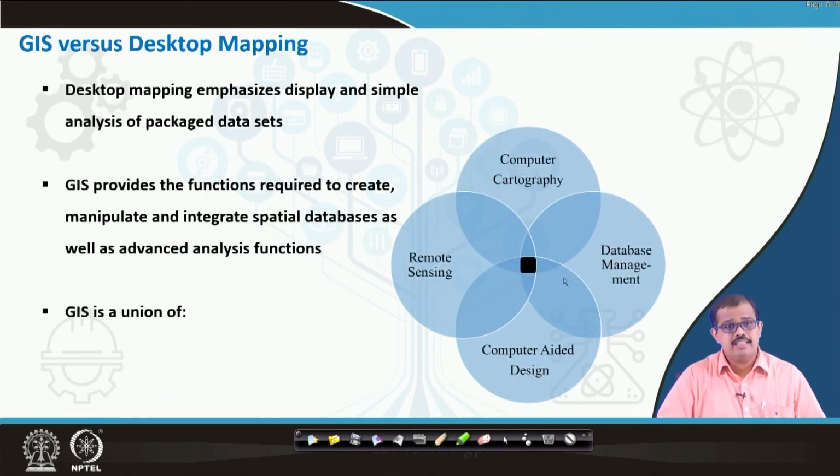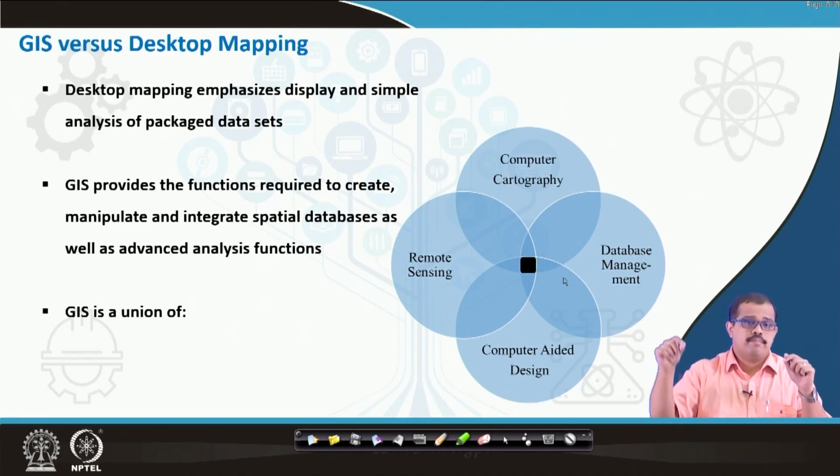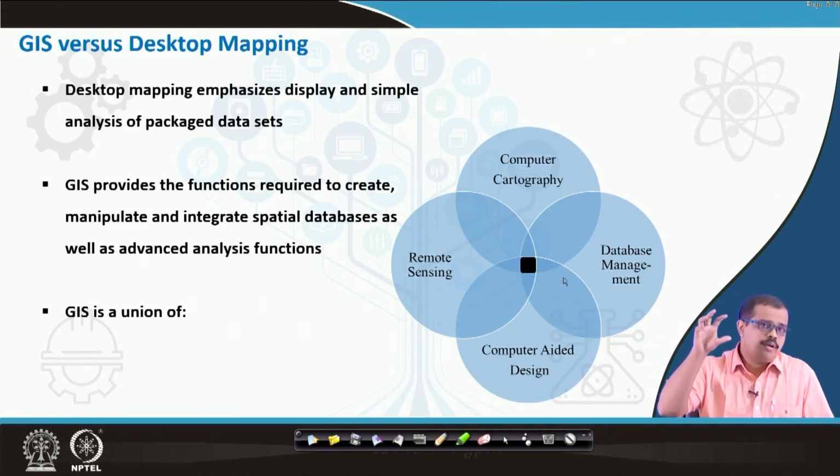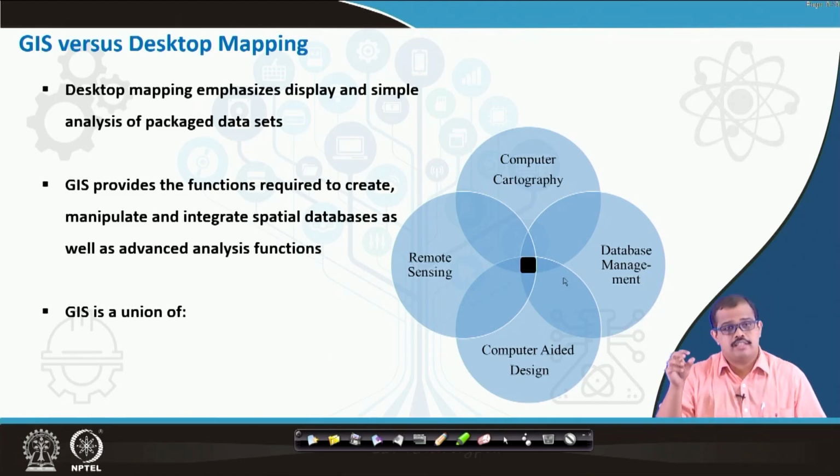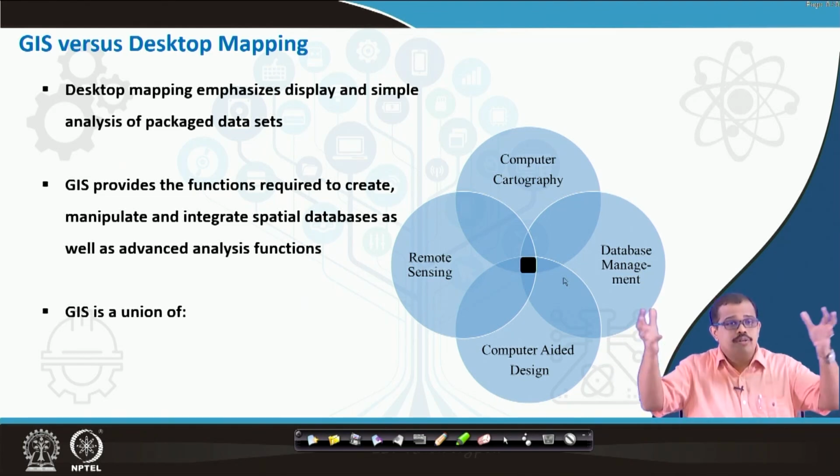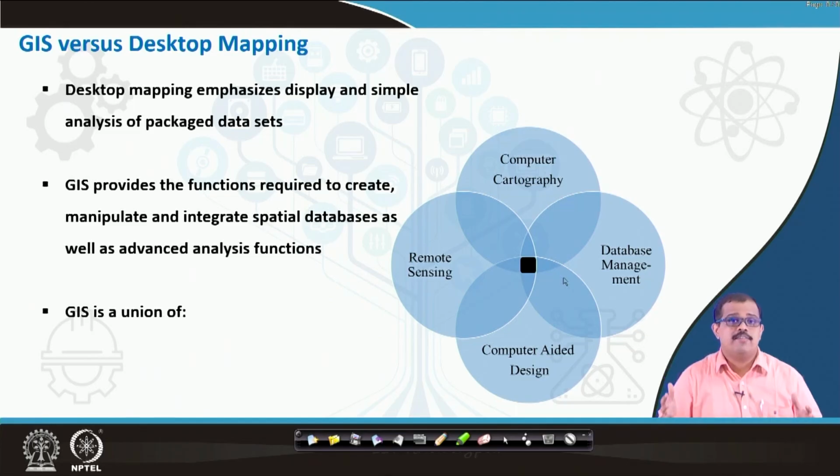When you look at desktop mapping, if you just open up Google Earth and try to map a few places, you may be limited to whatever data is actually available. But an entire GIS system, as I said, is an integration of remote sensing, computer cartography, computer aided design, and database management system. So with this, as a union, it provides an extensively effective tool when compared to desktop mapping.